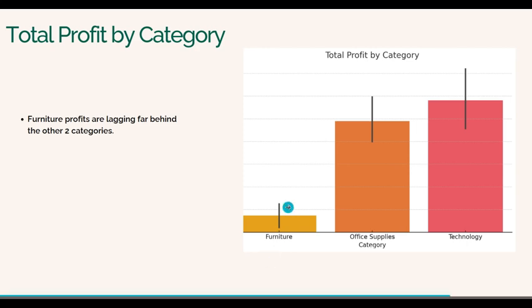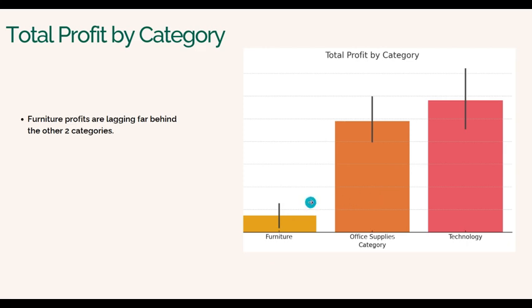The next highest, office supplies, is more than 4 times the profit of furniture, and the highest is nearly 5 times more than furniture. So they can put their efforts into improving the profits in the furniture category.